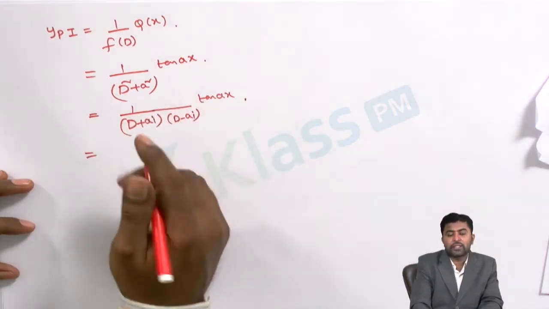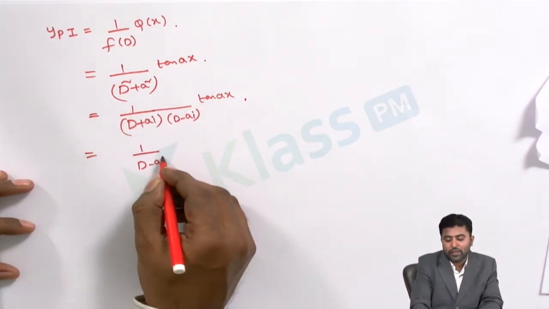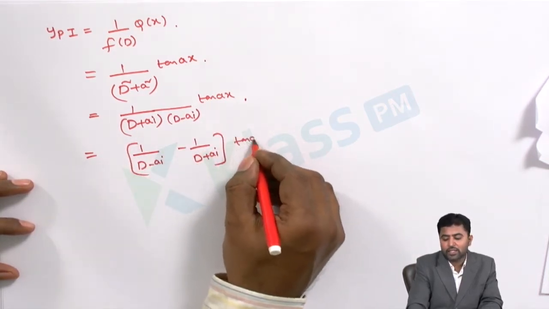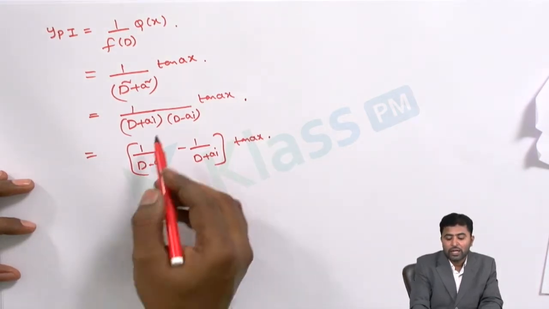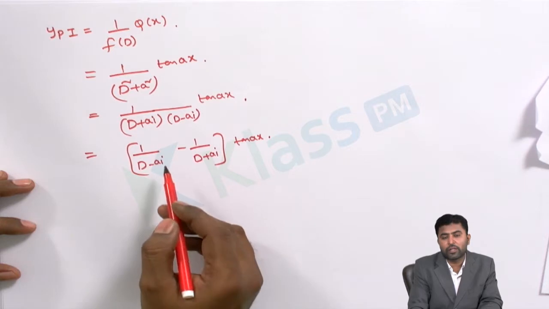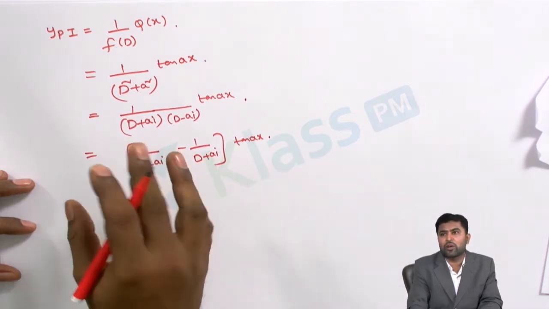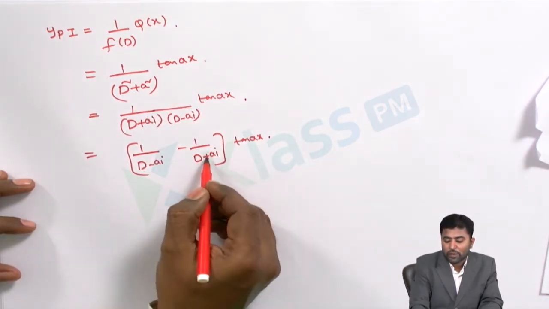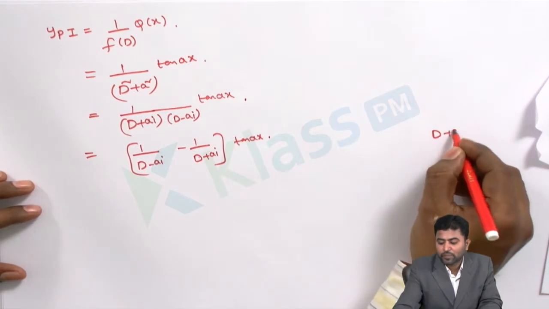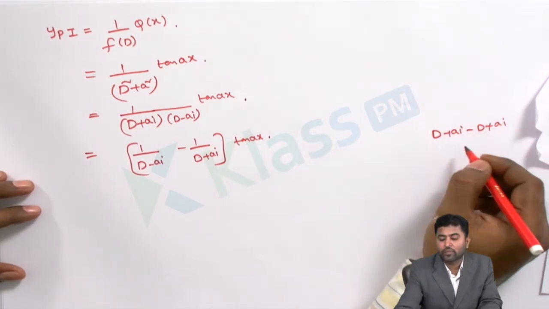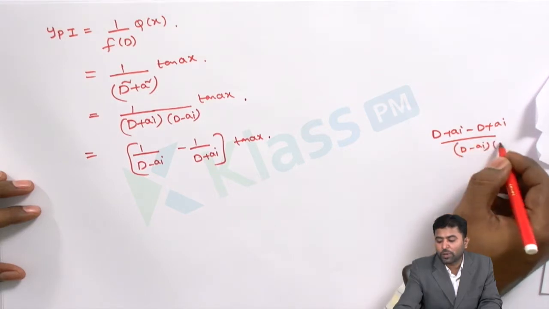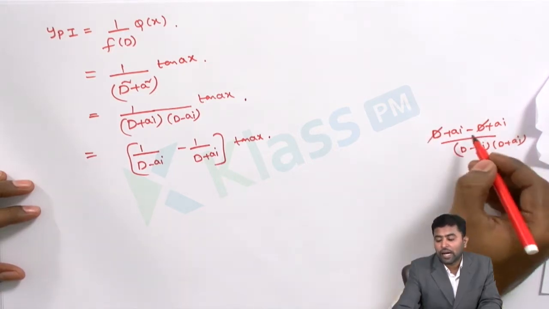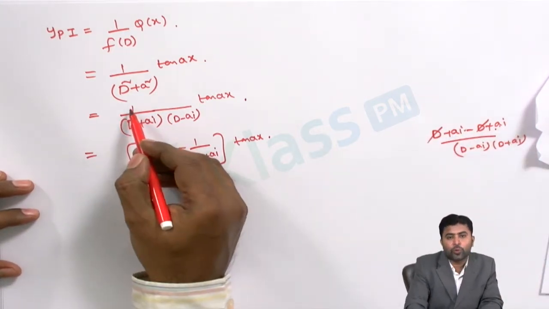Then we can write this as 1 by D minus ai minus 1 by D plus ai into tan ax into something. Write the smaller term here and the bigger term here. If you take minus sign or plus sign, by trial and error you will have the terms like this. If you observe here, I'll get D plus ai minus D plus ai by D minus ai into D plus ai, if I solve this. So my D will get cancelled.